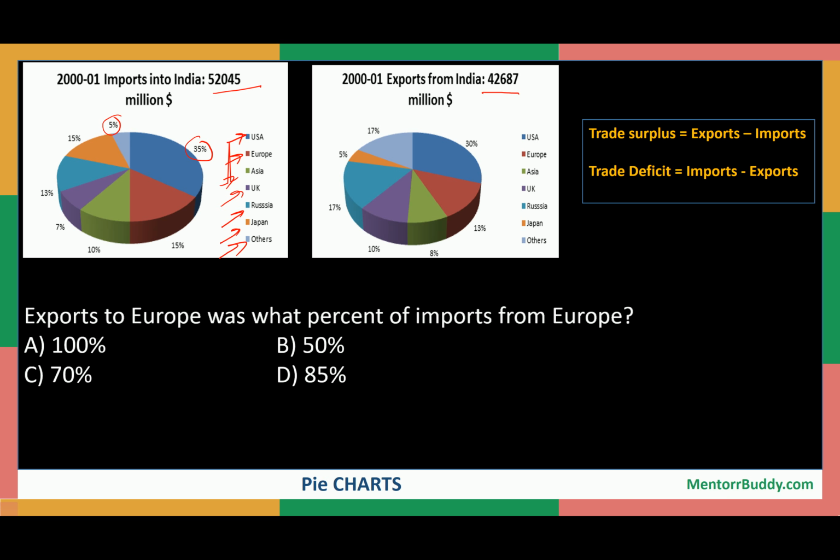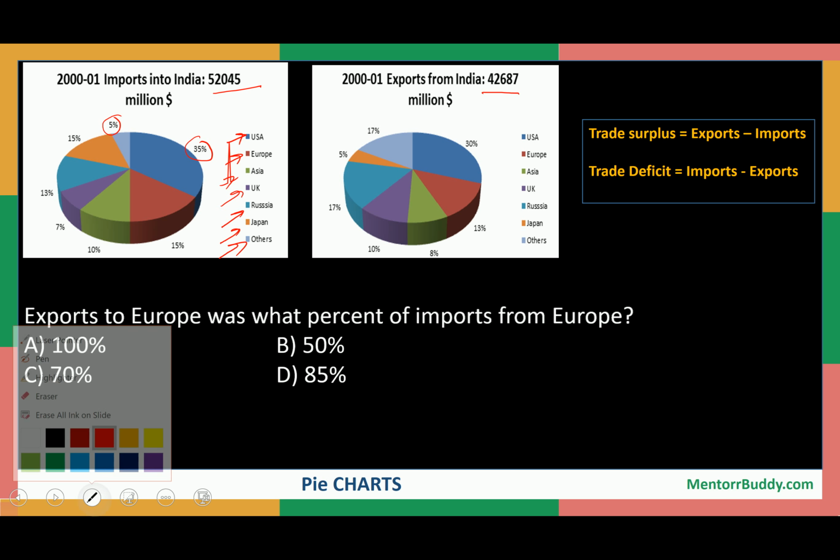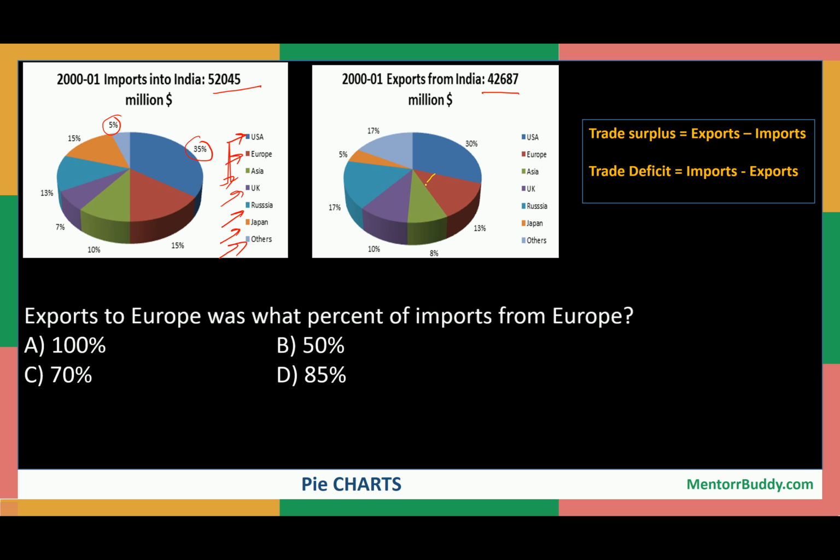Now the question which has been asked is: exports to Europe was what percent of imports from Europe? I mean, export to Europe, that is Europe is what? This red color is called Europe, right? So we can see this portion they are talking about, that is export to Europe is what percent of import to Europe, import from Europe. It means this portion they are talking about, right?